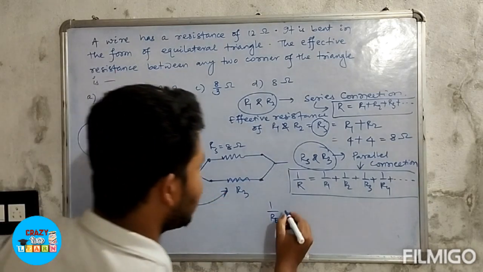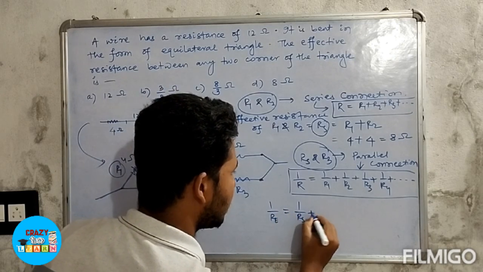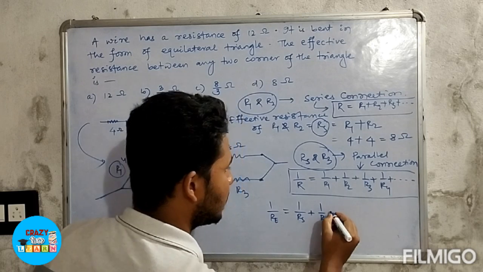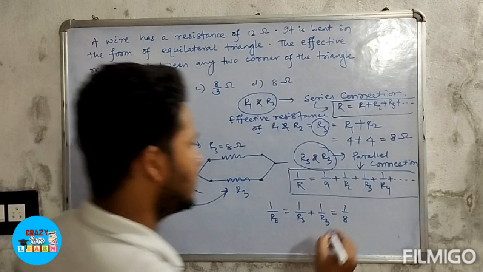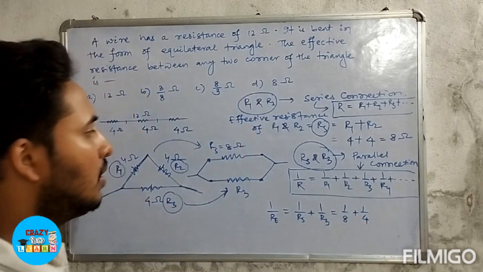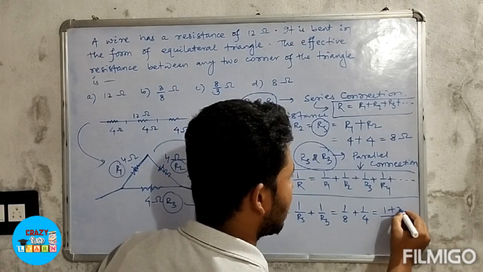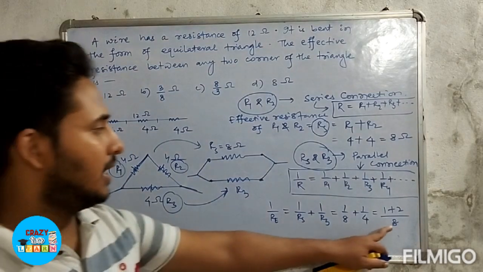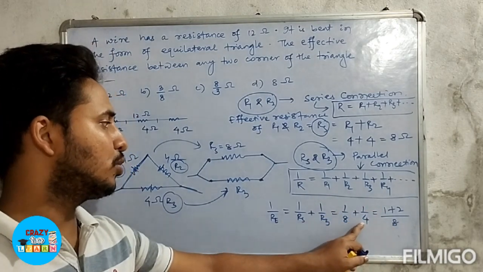So 1 by RE, the effective resistance, is equal to 1 by RS plus 1 by R3. What is the value of RS? It is 8, plus 1 by R3. What is the value of R3? It is 4. Just take the LCM, we will get 8: 1 plus 2. LCM 8 divided by 8 is 1, 1 into 1 is 1; 8 divided by 4 is 2, 2 into 1 is 2.